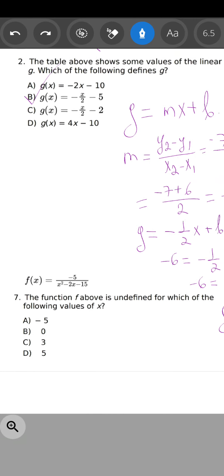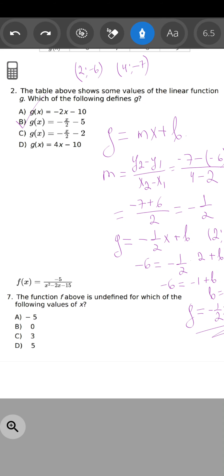Our next question is that f of x is equal to -5 over x squared minus 2x minus 15. The function f above is undefined for which of the following values of x? Our function f is in fraction form, and if the denominator of this fraction is equal to 0, we say that the function f is undefined, because dividing by 0 is undefined in math.